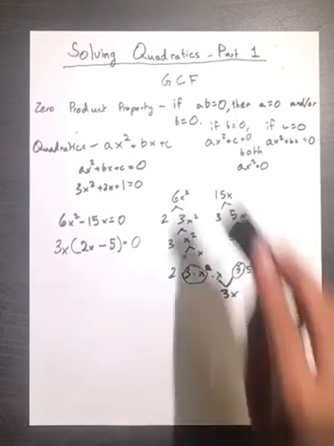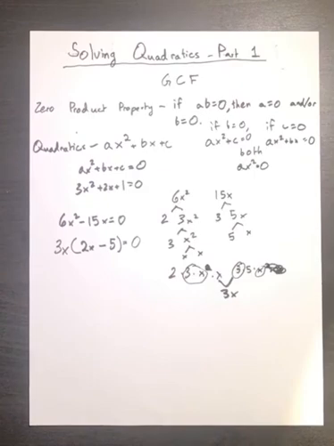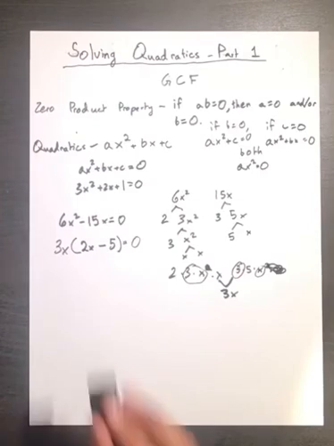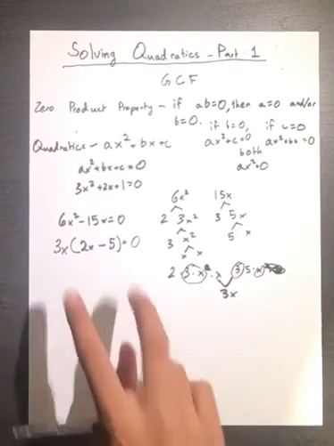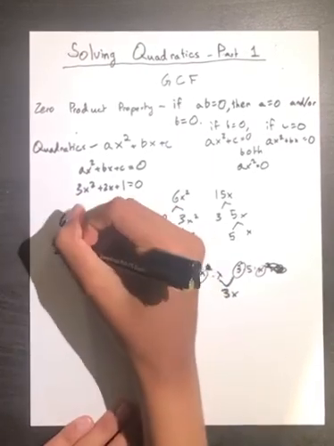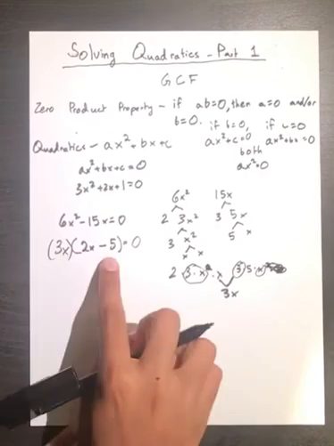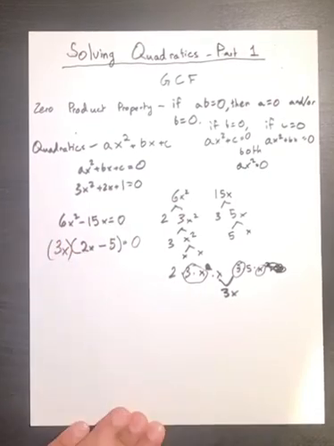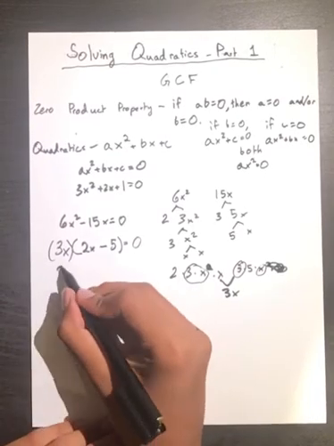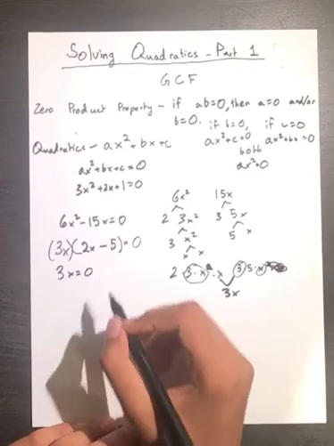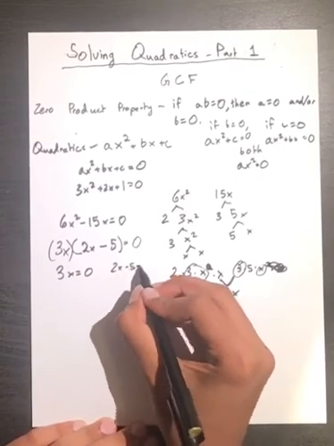Now this is where the zero product property comes into play. If AB equals 0, then A equals 0 and/or B equals 0. These both have the variable x in them, so there are no constants. Both of these terms can change. I'll put this in parentheses to make this easier. Both of these groups can change because the x value can change, so we need to set them both equal to 0 to use this property. So 3x equals 0 and 2x minus 5 equals 0.